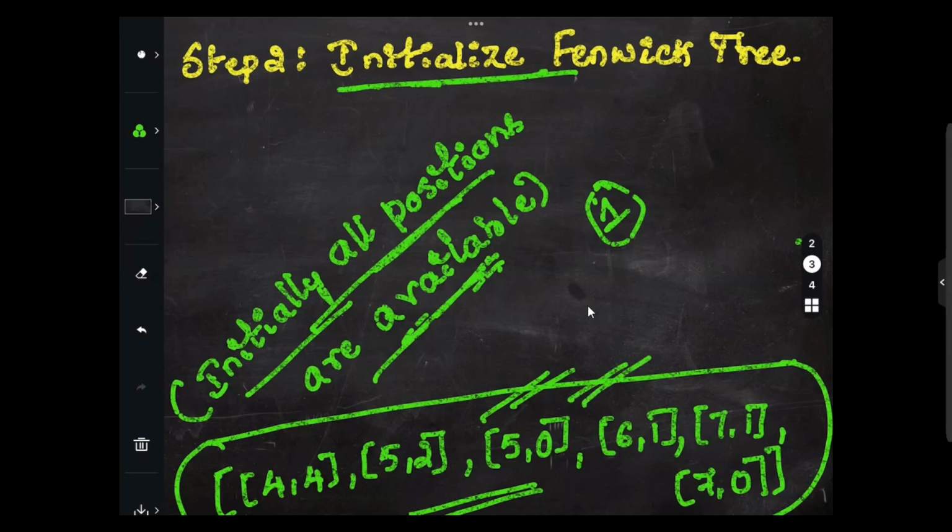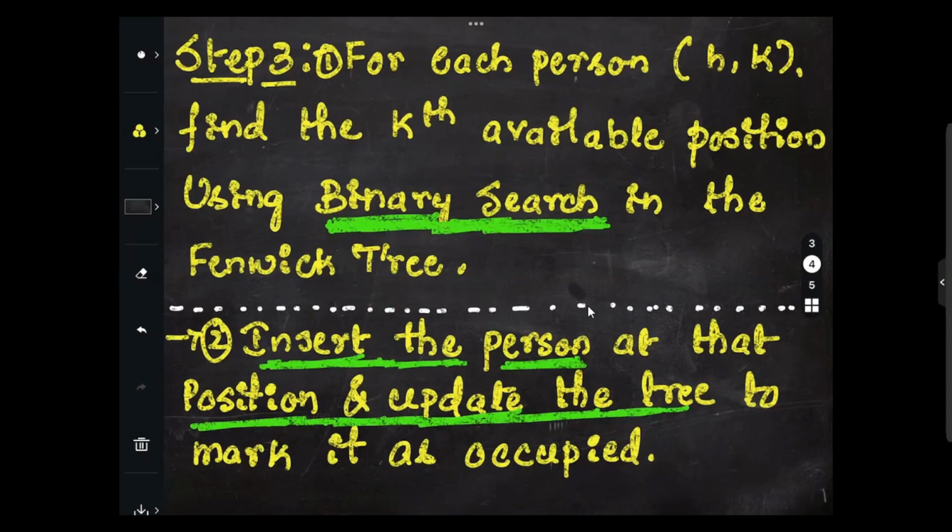This is for the previous one, step 1, array after sorting, right? So in step 2, we are initializing the Fenwick tree. Initially, all the positions are available in this binary index tree, nothing but Boolean value 1, because all the positions are available in the Fenwick tree. Let's move on with the third step.